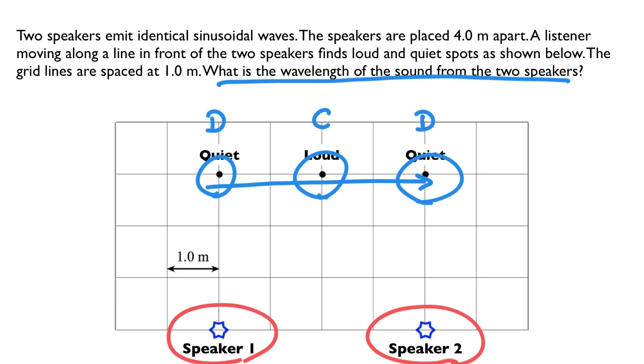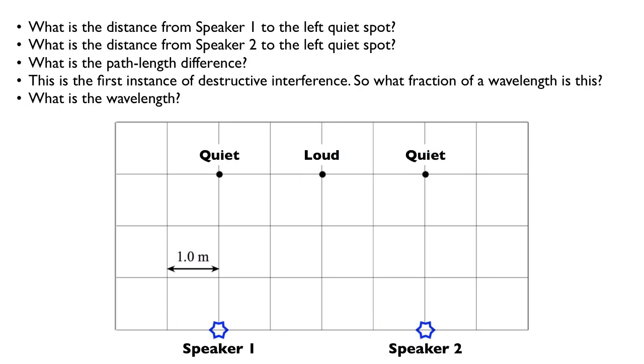Now to do that, we're going to do some calculations. First off, we're going to look at the distance from speaker 1 to the left quiet spot, and the distance from speaker 2 to the left quiet spot. We're going to determine the path length difference. Let's just do that, and then let's come back and think about this. Now, the distance from speaker 1 to the quiet spot is 3 meters. We can tell that that's just 3 lines.